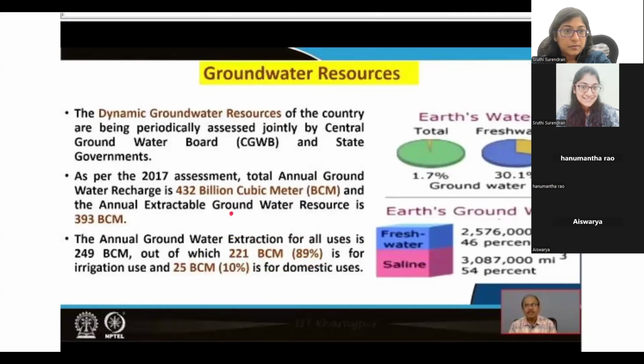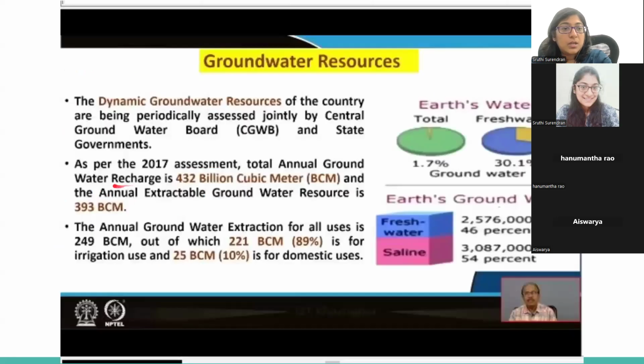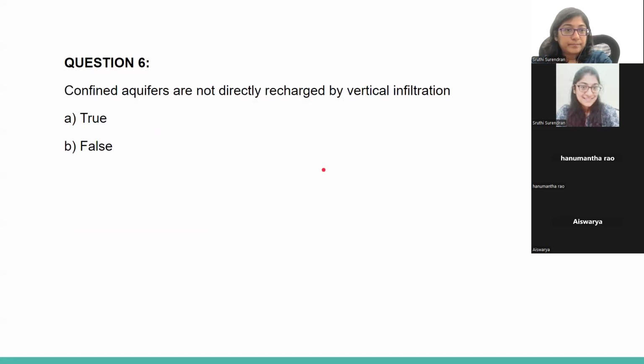So the correct answer for this would be 432 billion cubic meters, which is option B. The total annual groundwater recharge is 432. The annual extractable groundwater resource is 393. And the actual water that can be used from this extracted water is 249. And 89% goes for irrigation, 10% goes for domestic use. So that was about this question. Moving on.